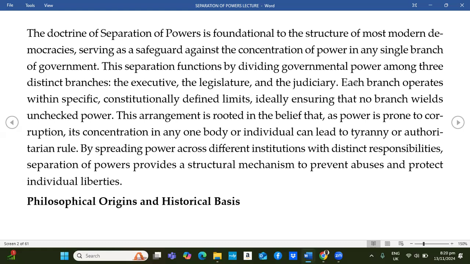So where you spread power across different institutions, across different organs with distinct responsibilities, then separation of powers is at work, and that provides a structural mechanism to prevent abuses and protect individual liberty. So that is the basic idea. So by way of our introduction, that is what we should keep in mind.